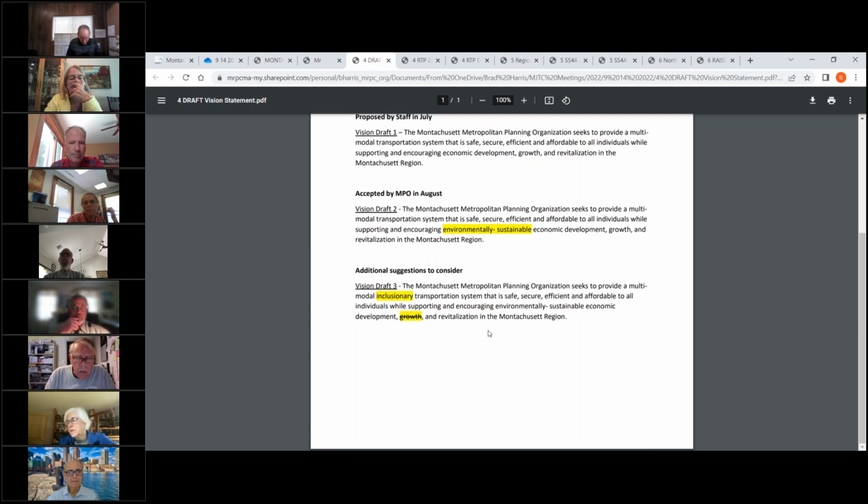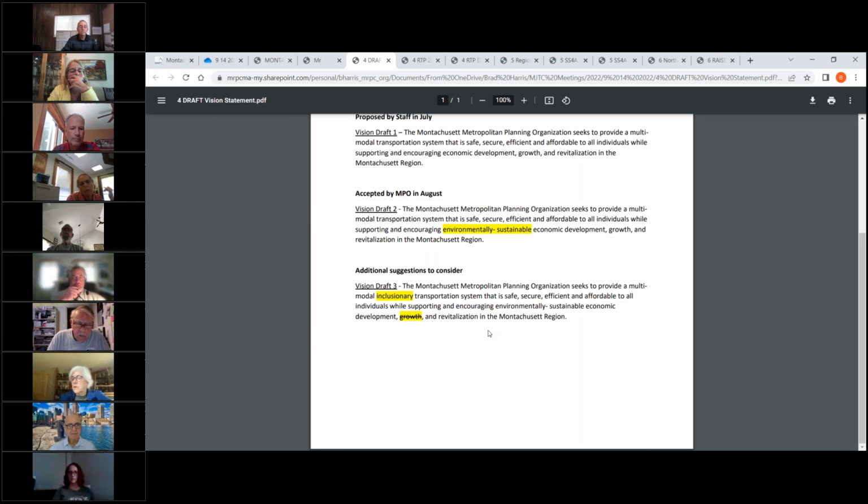We do want to move on from the vision statement at some point, but it's not going to be set in stone after today. As I mentioned, we'll be working on the document for several months ahead. So if there's a need to circle back and revisit the vision statement as the plan takes shape, that's always possible.